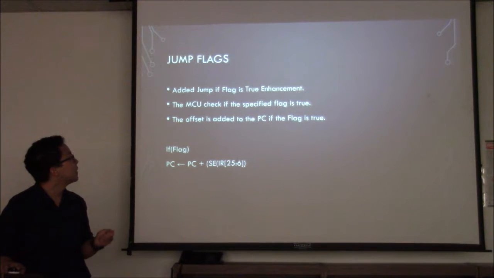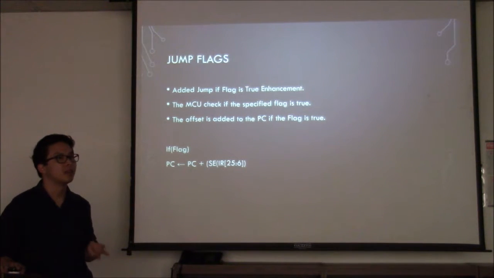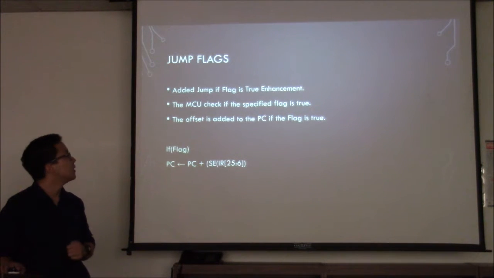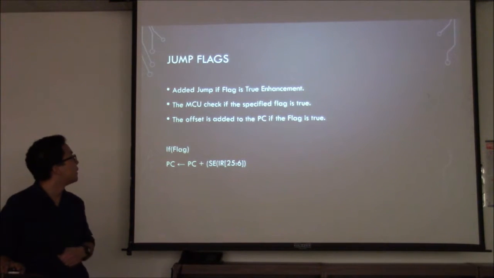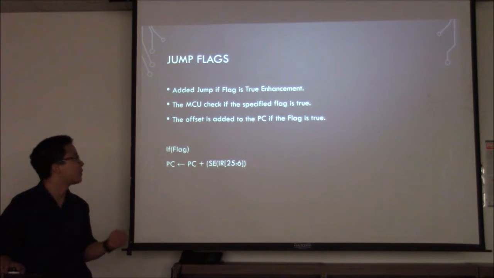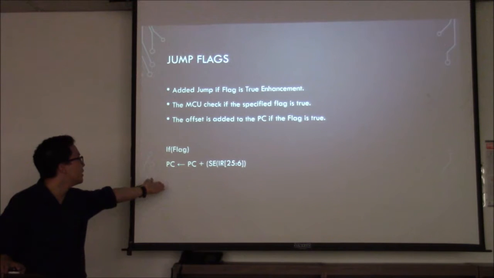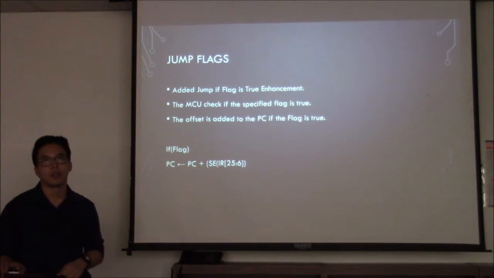So these are the jump flags that I added. I added carry, zero, negative, and I think I just added those three. So I added jump flag as a true enhancement. The MCU checks if the specified flag is true, and the offset is added to the PC if the flag is true. So if the flag is true, PC gets PC plus the sign-extended 25 to 6 IR.